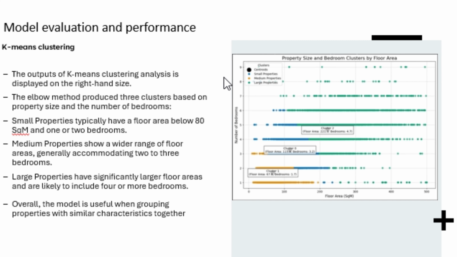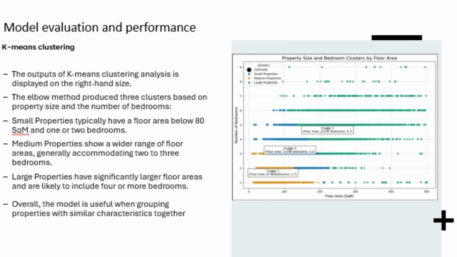The outputs of the K-means clustering analysis are displayed on the right-hand side. Using the elbow method, the model successfully segmented properties into distinct groups based on their size and the number of bedrooms. There were 3 clusters produced, and they are smaller properties, and they typically have a floor area of below 80 square meters and 1 or 2 bedrooms.